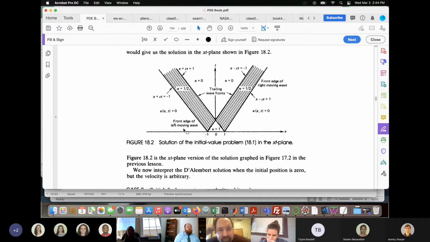So any questions about how the solution behaves in this case? All right. So this sort of thing happens when you have an initial displacement being 0, except in some subinterval, that your solution is actually going to be 0 in most of the xt plane, except where you have that interval where it's non-zero basically being shifted to the left and to the right.